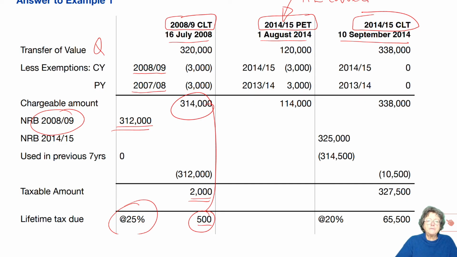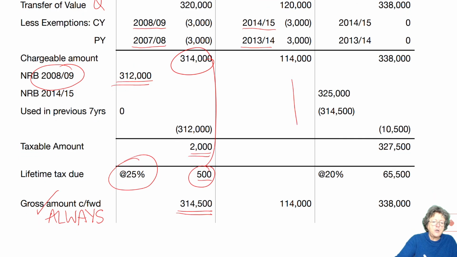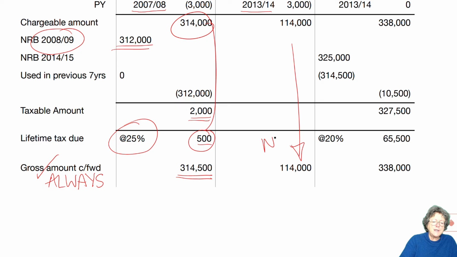So the transfer on the 1st of August 2014 was 120,000. That's the current year annual exemption. That's the previous year annual exemption. Now, there is, if you see, no nil rate band because there is no tax due. It is a pet, and therefore there is no lifetime tax due because potentially it could be exempt.